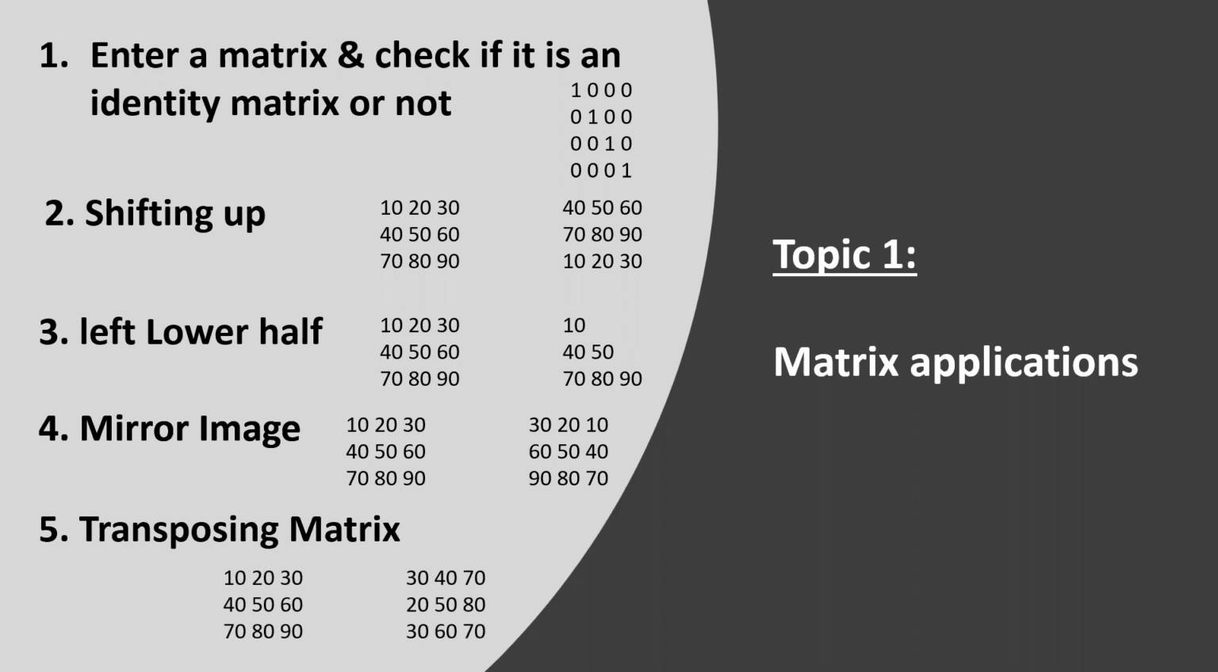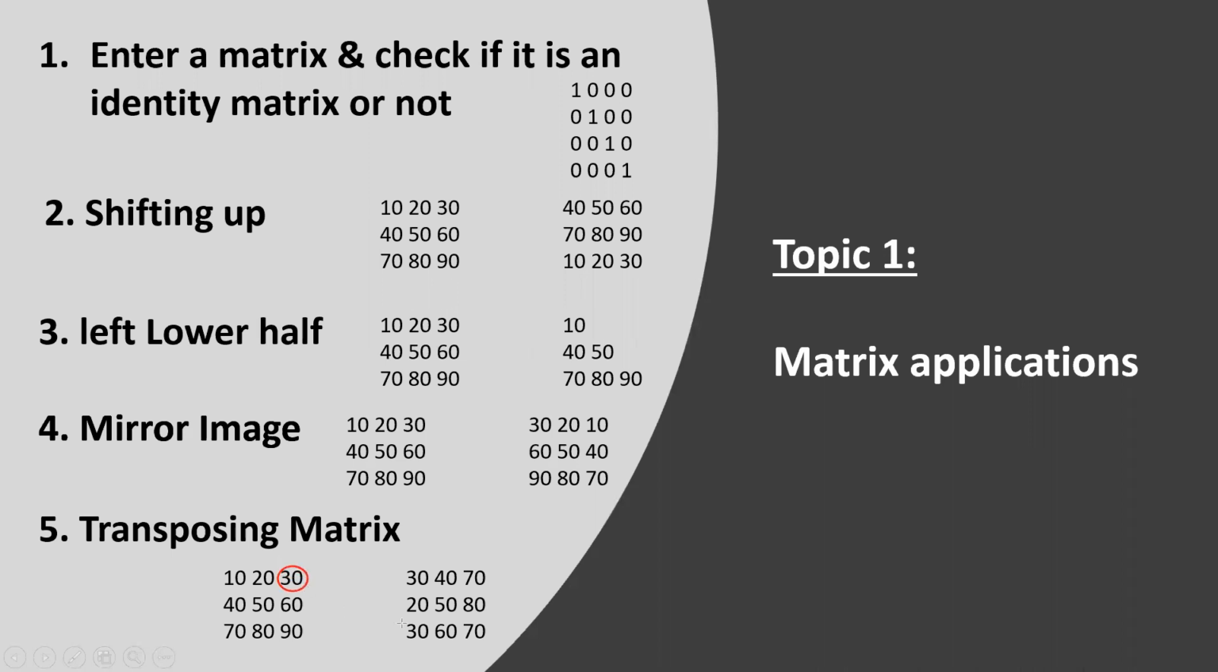Transposing a matrix is a mathematical term again, and I did mathematics probably a decade ago. Transposing a matrix means you can see all the elements change their place with respect to the diagonal. You can see 30 was previously at the top right corner. Now it changed its place and it is now in the bottom left corner.